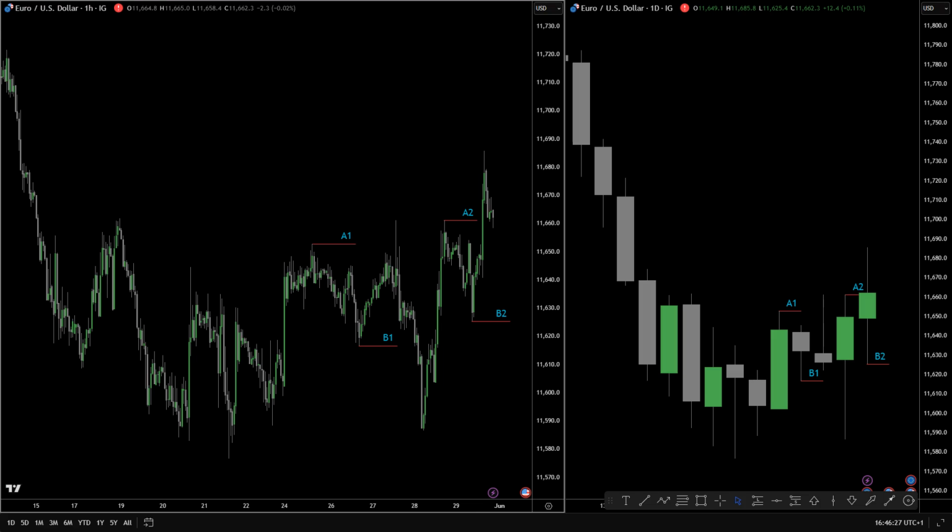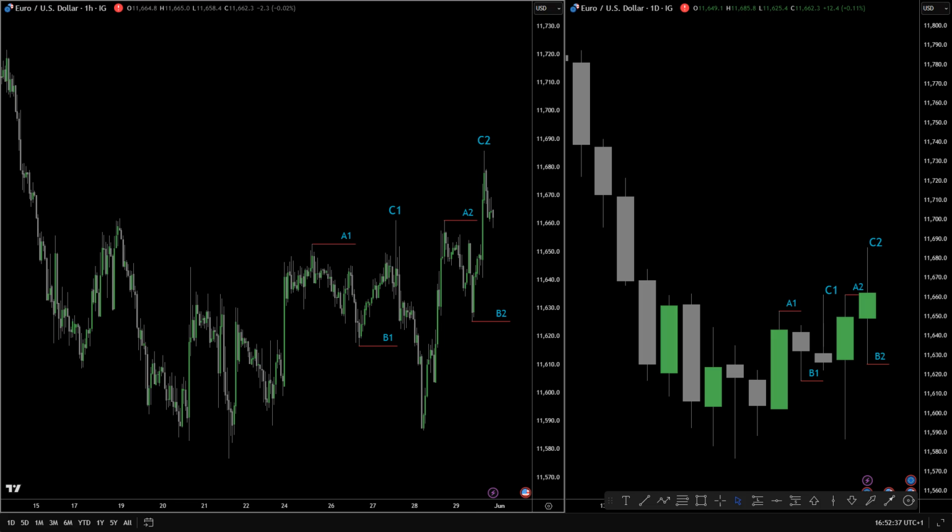Price retraced from A1 down to B1, and from A2 down to B2. B1 and B2 were the downside targets. After reaching B1 and B2, price reversed and eventually broke above the swing highs at A1 and A2. Once C1 and C2 were formed, they confirmed that B1 and B2 had indeed been the downside targets.